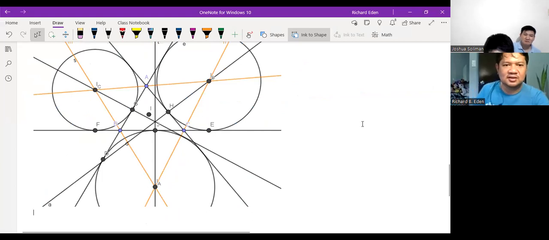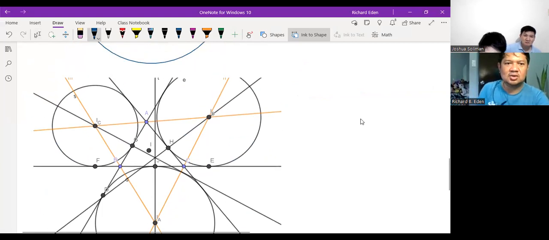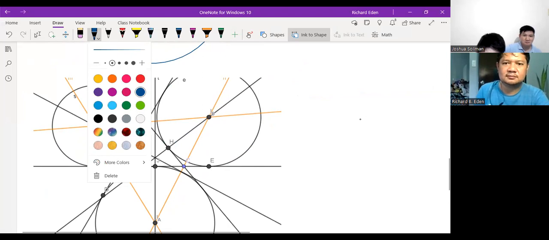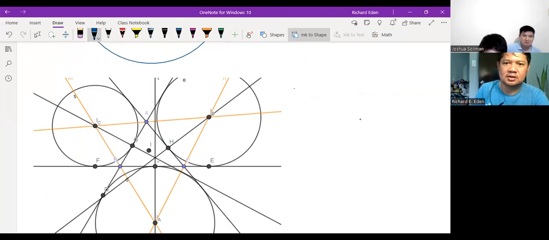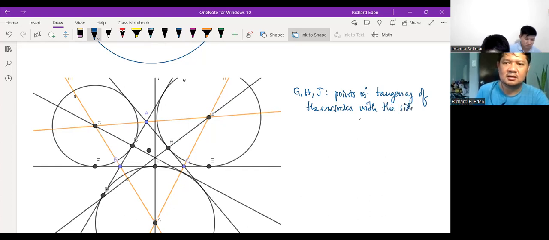So the points of tangency are G, H, J. So G, H, J are the points of tangency of the excircles with the sides of triangle ABC.